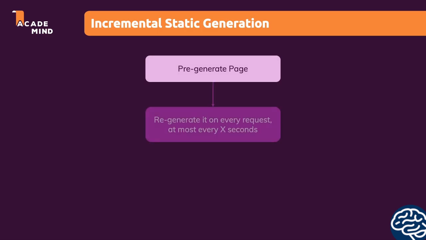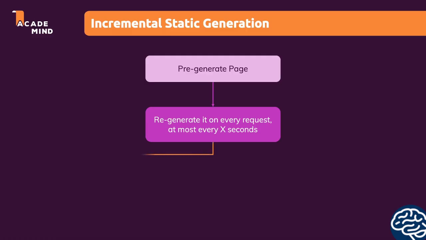So you pre-generate a page, but then you can also tell Next.js that a given page should be regenerated again for every incoming request, at most every X seconds. So every 60 seconds, for example. That means that if a request is made for a certain page and it's, let's say, less than 60 seconds since it was last regenerated, the existing page would be served to the visitor. But if it's past those 60 seconds, and the amount of seconds, of course, is up to you, then this page would be pre-generated on the server instead.